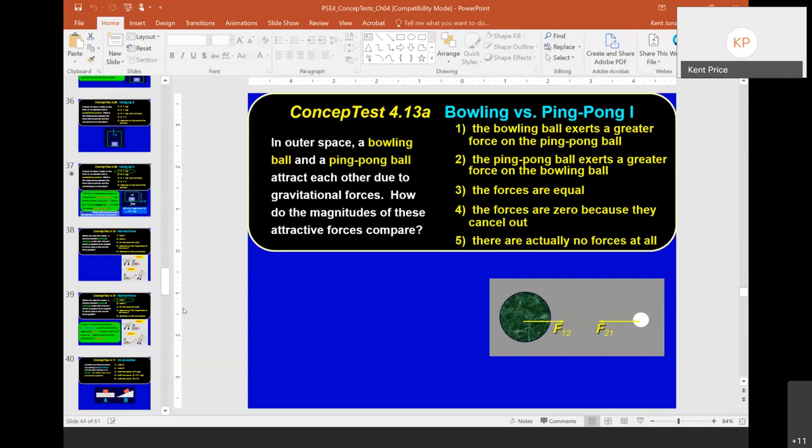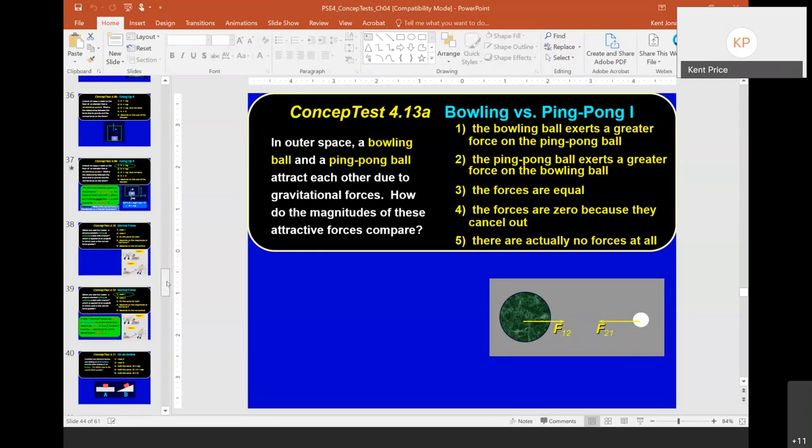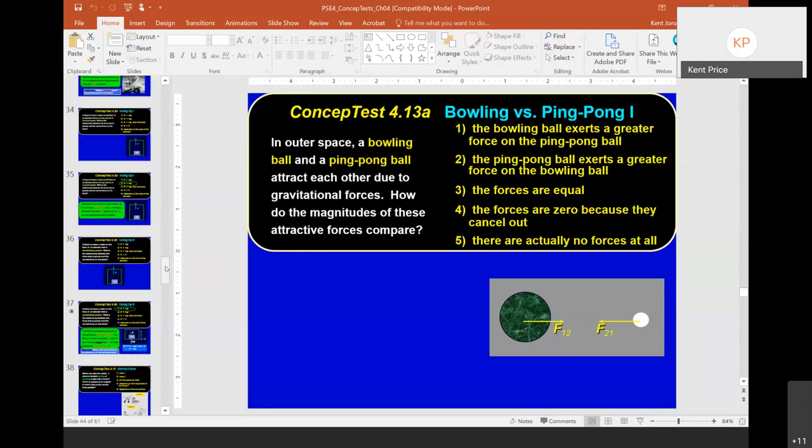Well, this is Newton's third law. If the bowling ball exerts a force on the ping pong ball, then by Newton's third law, the ping pong ball exerts an equal but opposite force on the bowling ball. So they're equal. There will be something like this on the exam, where some big thing and some little thing, and it will ask you how the forces compare. Okay, that's enough from this chapter.